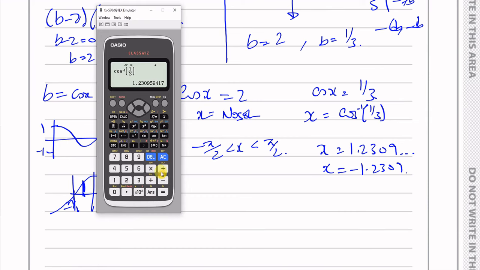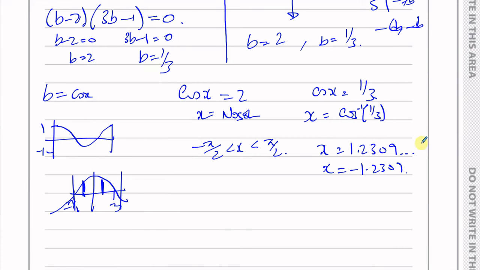If you look at pi over 2, pi divided by 2 gives us a value which is 1.57, and this is less than 1.57, so this is okay. And this is greater than minus 1.57, so this is okay. So both of these are within our range.